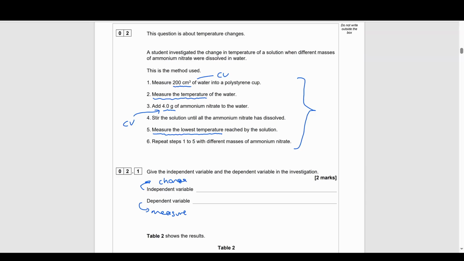6. Repeat steps 1 to 5 with different masses of ammonium nitrate. So we are actually using different masses of ammonium nitrate. So even though it says 4 grams of ammonium nitrate, we initially thought that was a control variable. By reading step 6 now, we know that that's not the control variable. That's going to be the independent variable. So our independent variable is mass of ammonium nitrate.